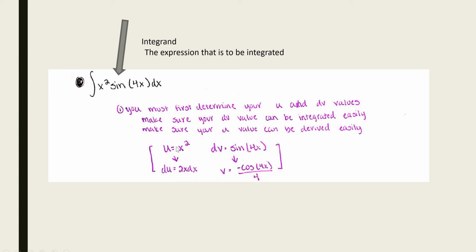For this problem, I chose x squared for the u value because it differentiates to 2x, and then you have your dx. The dv value I chose was sine 4x because it integrates to negative cosine 4x over 4.